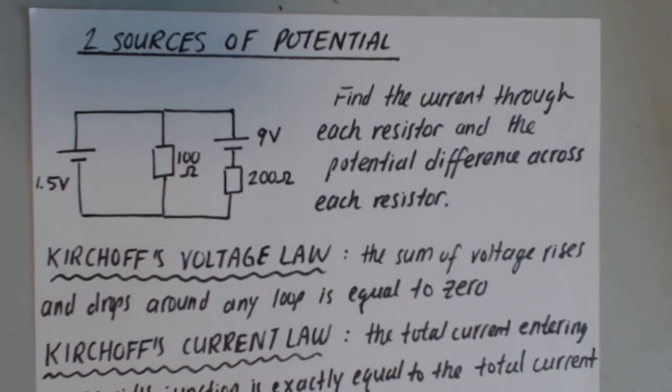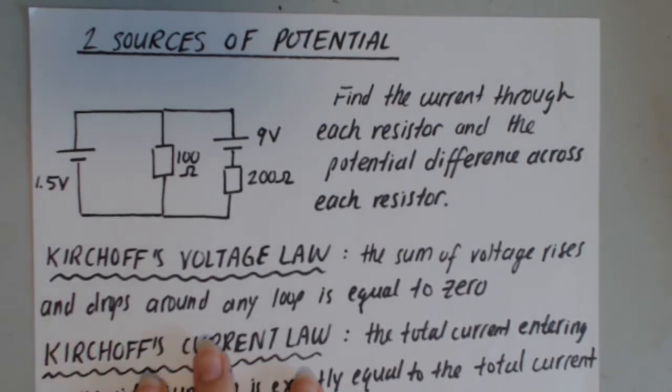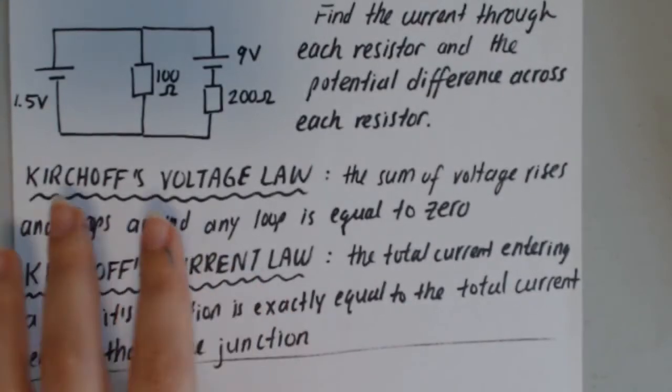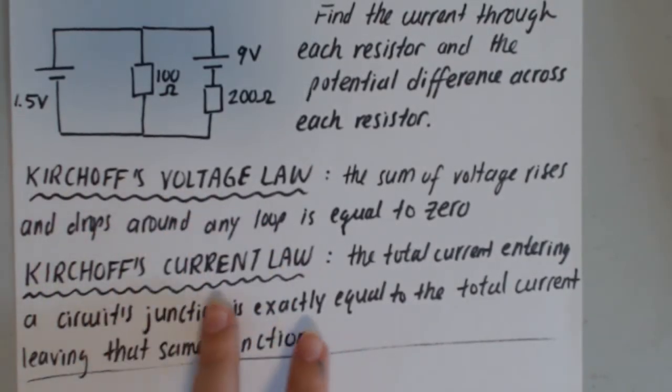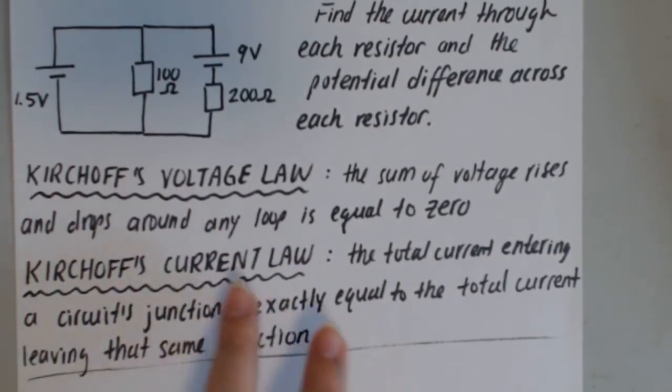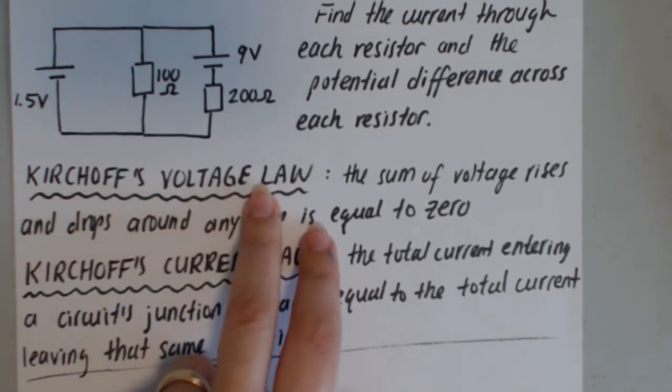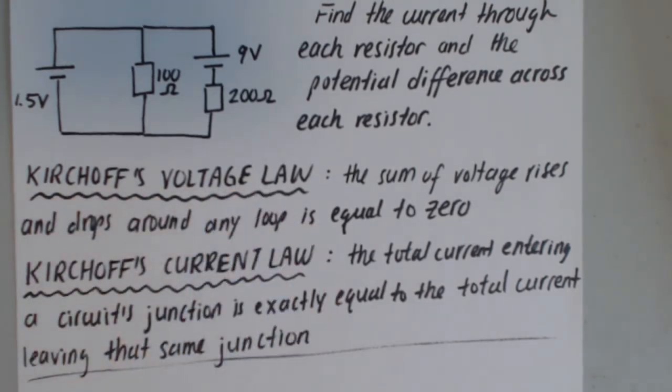In order to solve this kind of a problem, you have to use two laws, Kirchhoff's voltage law and Kirchhoff's current law. Kirchhoff's voltage law tells us that the sum of voltage rises and drops around any loop is equal to 0. Kirchhoff's current law tells us that the current entering a circuit's junction is exactly equal to the total current leaving that same junction.